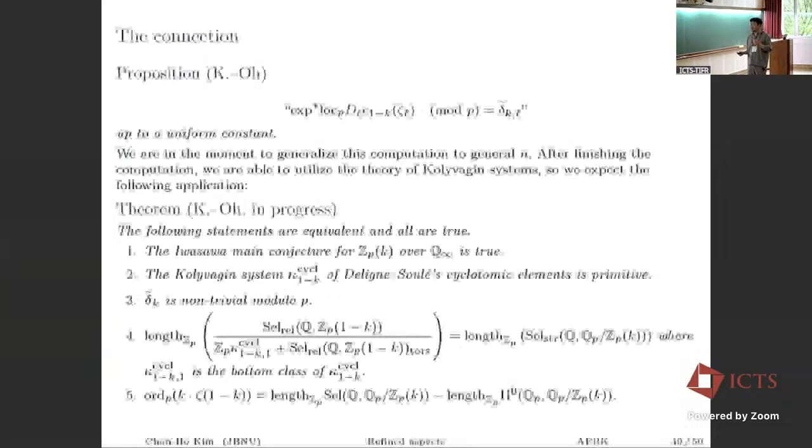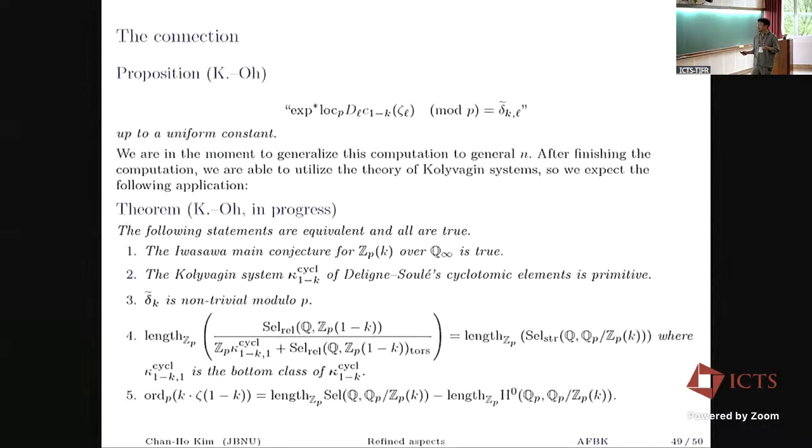First one, the Iwasawa main conjecture. It is proved, we know. And the Kolyvagin system of Dillon-Soule cyclotomic elements is primitive, which means non-trivial modulo P. And the family of this delta Kn is also non-trivial mod P. So some delta Kn is non-zero mod P.